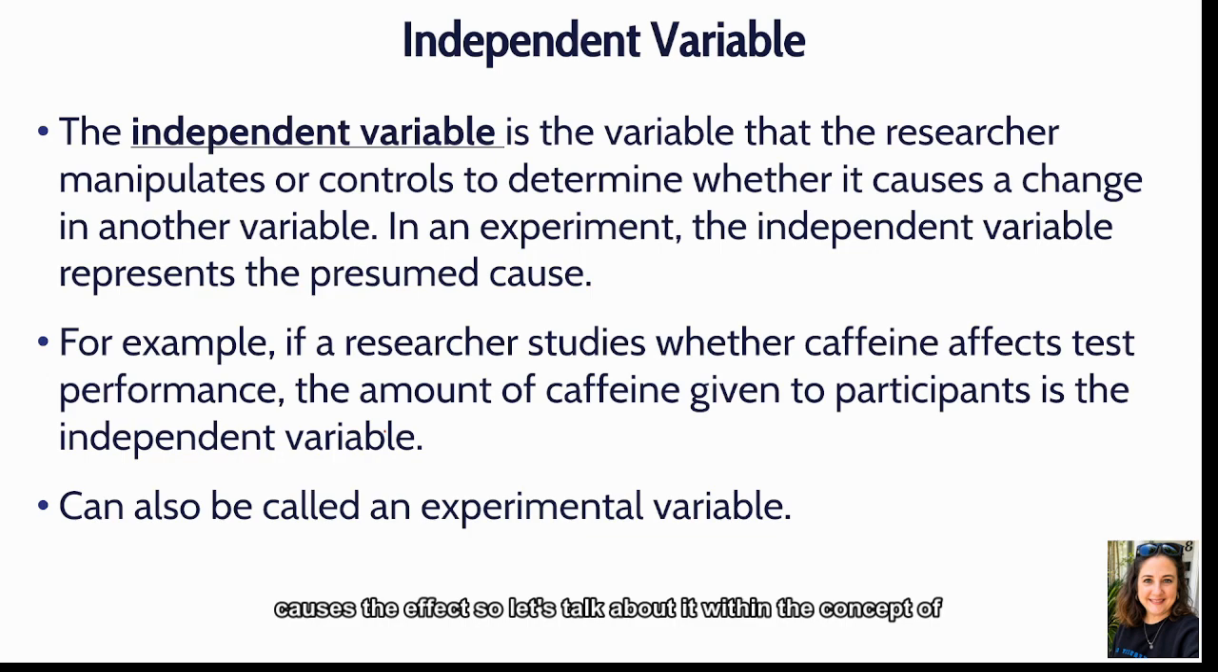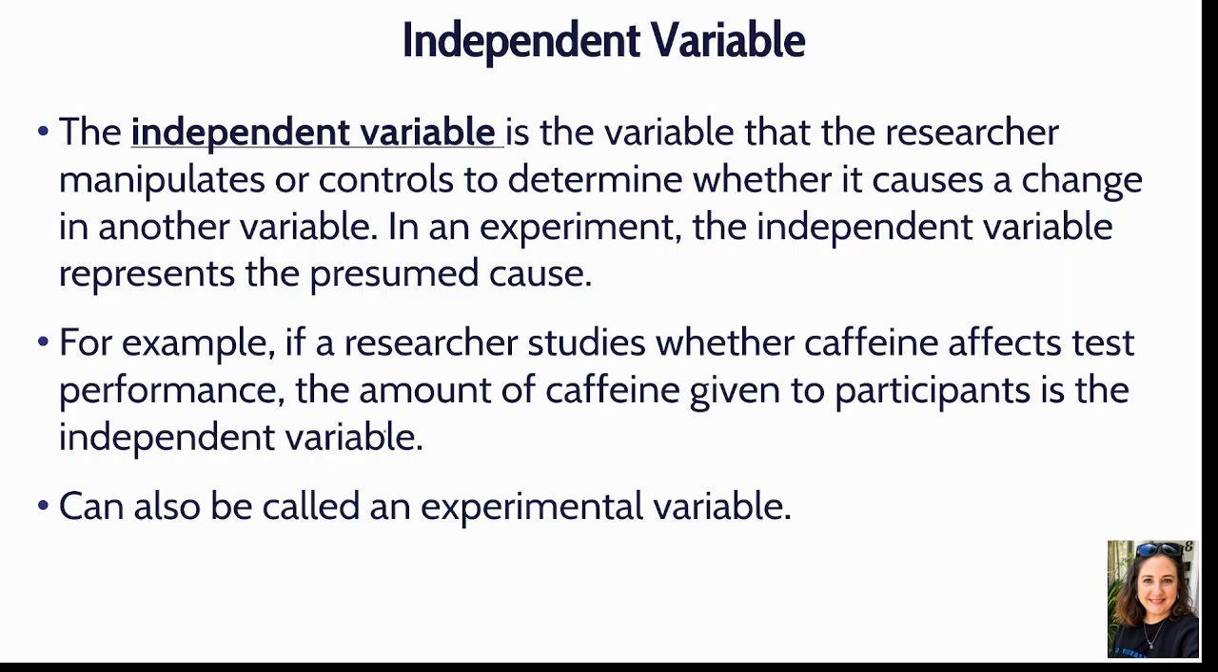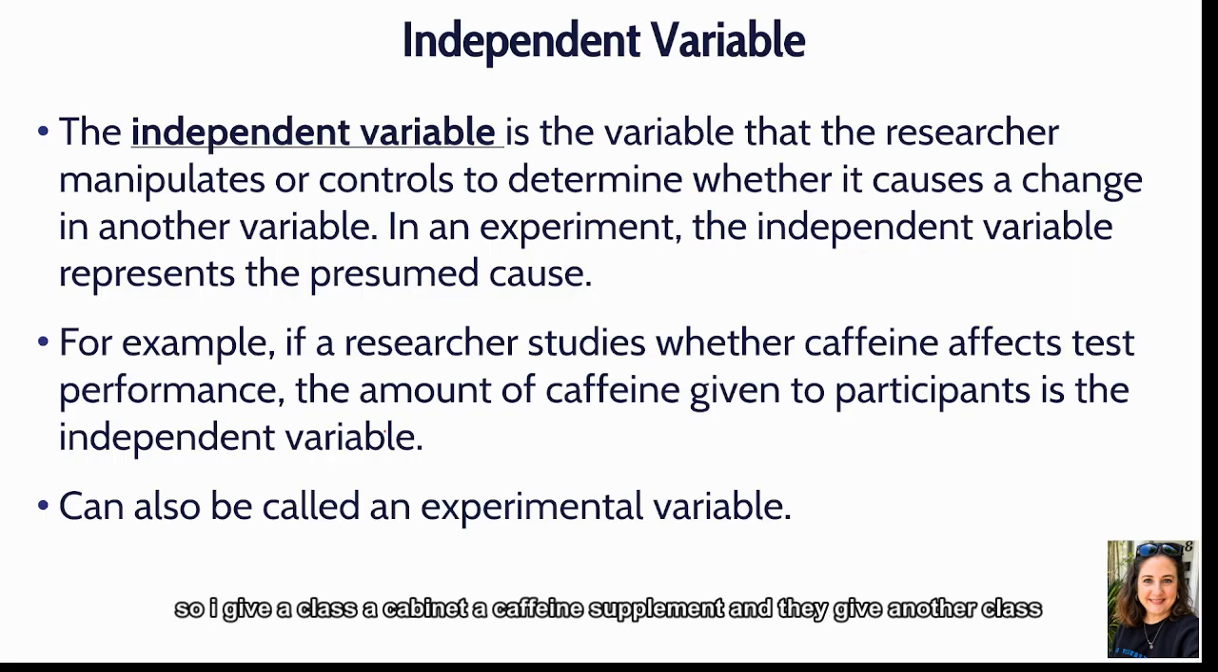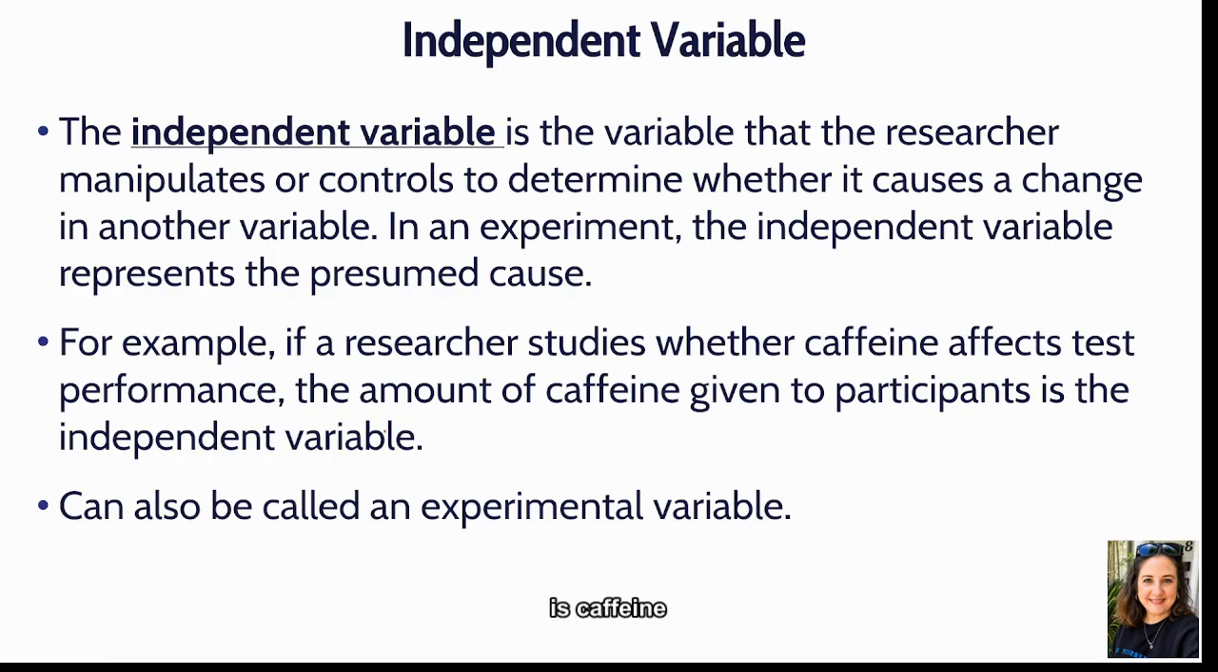So let's talk about it within the concept of something that you can imagine. Say you're a researcher and you want to know about how caffeine affects people when they take tests. So I give a class a caffeine supplement, and I give another class a placebo, a pill that has no caffeine in it, a sugar pill. And then I give them a test, and I measure their performance on it. The thing that I am studying to determine if there is an effect is caffeine. So in this particular situation, the independent variable would be caffeine.